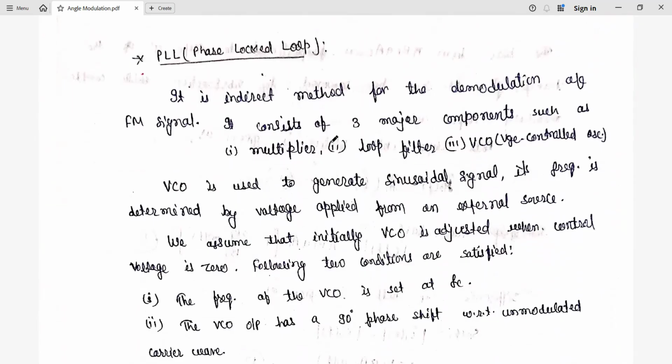Now we have phase locked loops. Phase locked loop is a very, very important question.